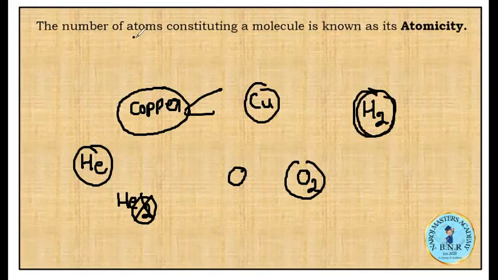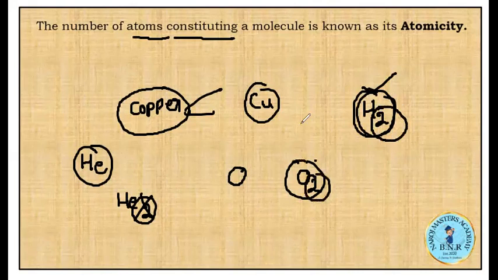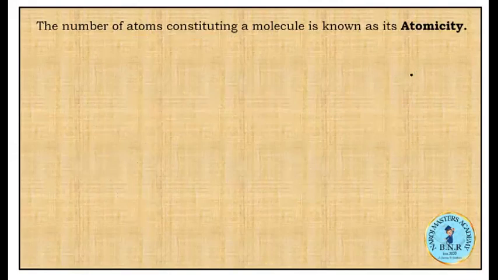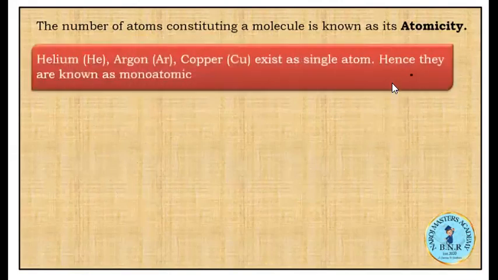So the number of atoms constituting a molecule, hydrogen molecule consisted of how many atoms? 2. Oxygen consists of 2. Copper consists of 1. Helium consists of 1. The number of atoms constituting a molecule is known as its atomicity. Is it clear? So let me display the content here based on their atomicity. So helium, argon, copper exist as a single atom. Hence they are known as monoatomic.